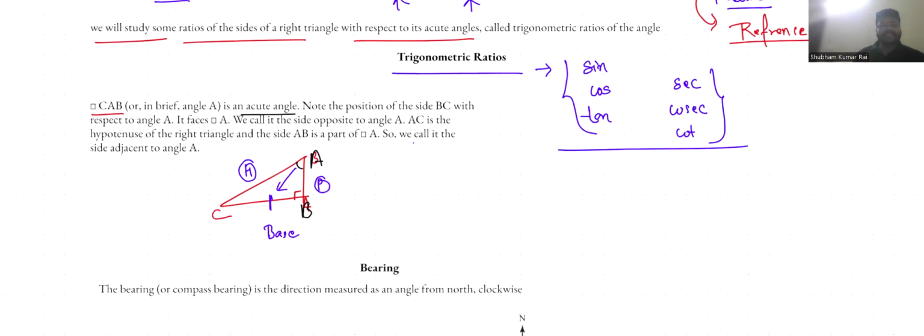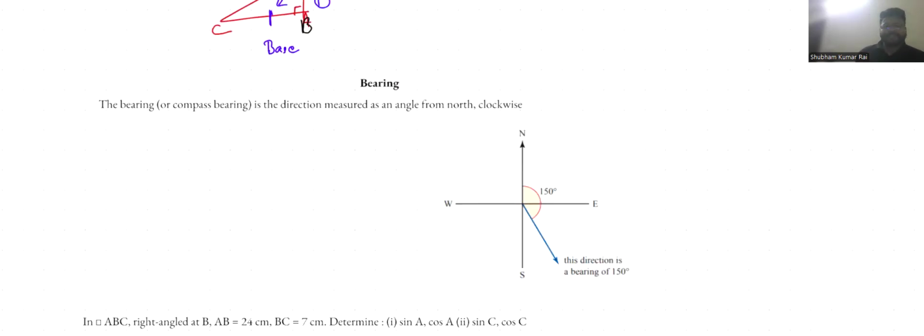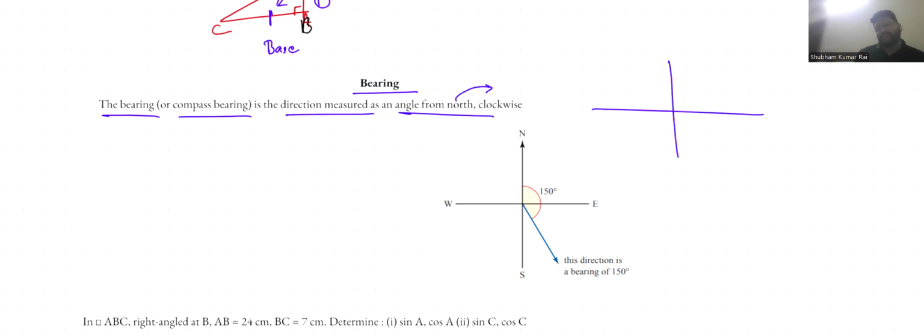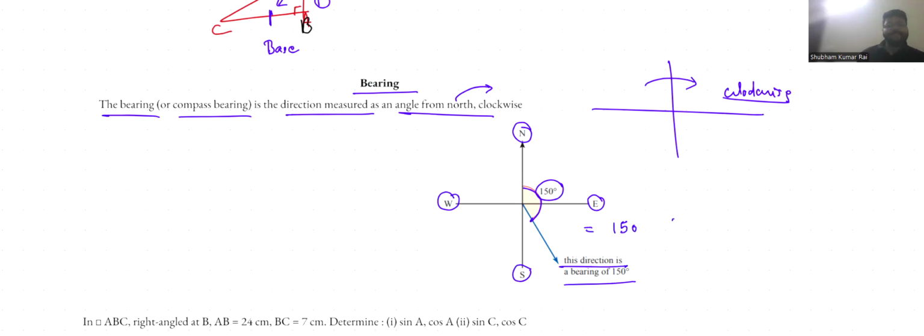Now, let us discuss bearings. The bearing, or compass bearing, is the direction measured as an angle from north in the clockwise direction. Generally, we move like this, that is a clockwise direction, right? If you see here, it is making 150 degrees. This is east, north, west, south. So the bearing of the angle is 150 degrees, right? Here we see the angle made in the clockwise direction, and that is said to be the bearing of an angle, right?